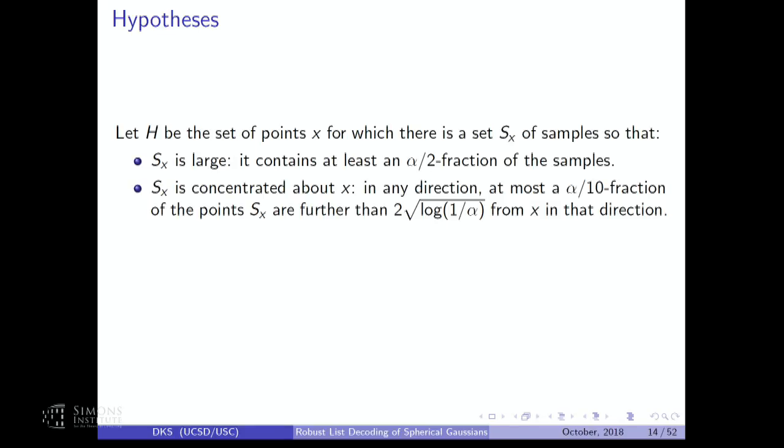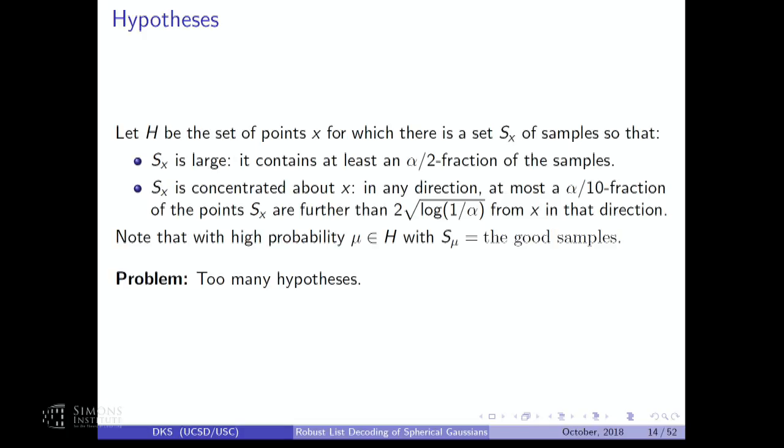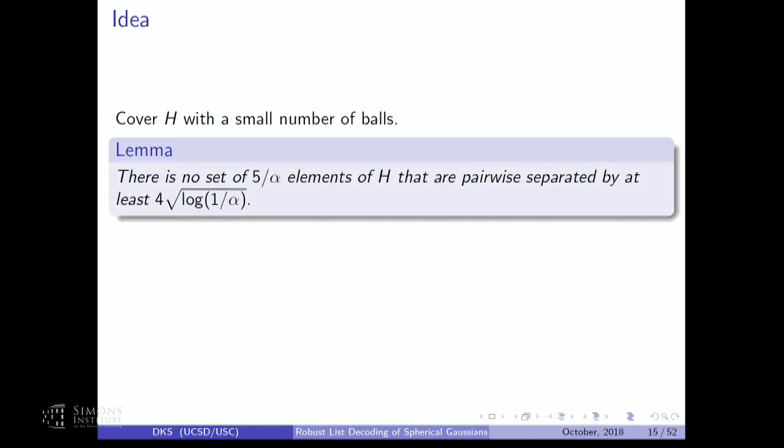In particular, this means that if we look in any direction about the mean, at most an alpha over 10 fraction of the points from S sub X are further than 2 root log 1 over alpha from X in that direction. So basically, we've got good tail bounds in any direction from this set of points centered at X. And you should note that with high probability, the true mean is in this set of hypotheses, where the set of points is just the set of good samples. Now, of course, this doesn't work because this set H is going to be infinite in size, and that's too many hypotheses.